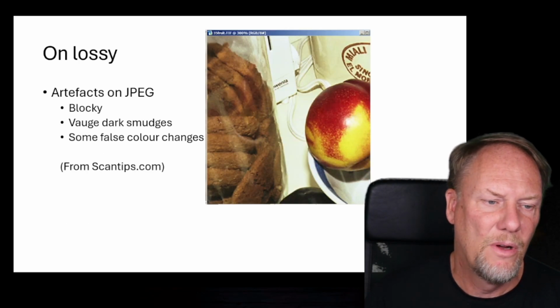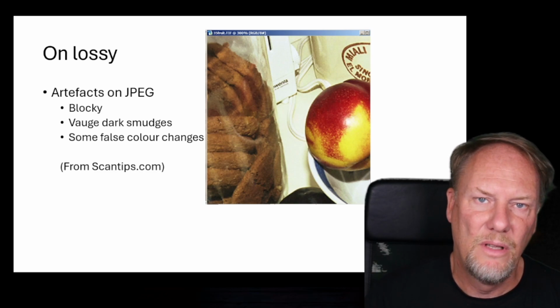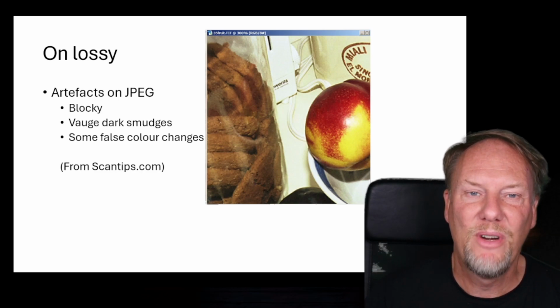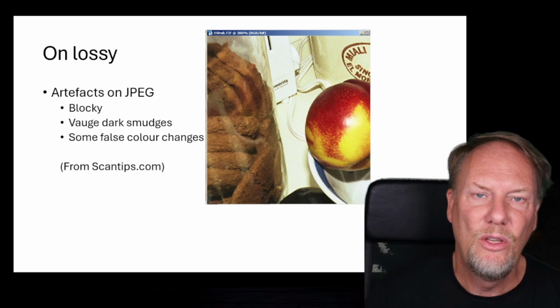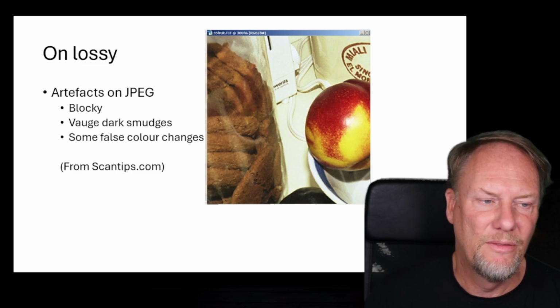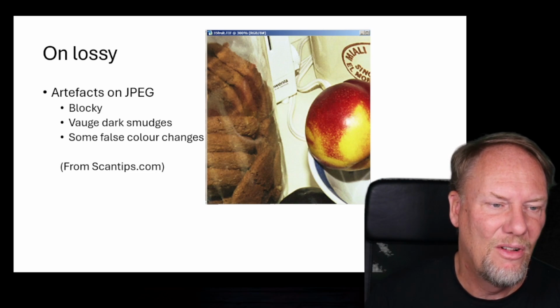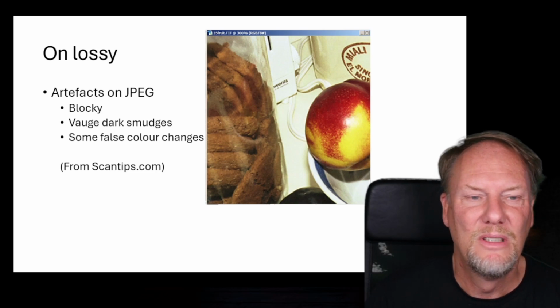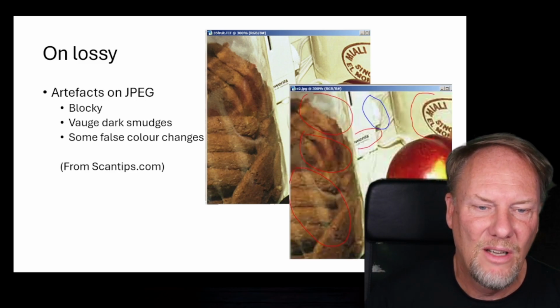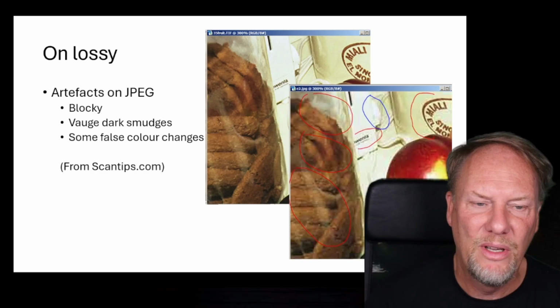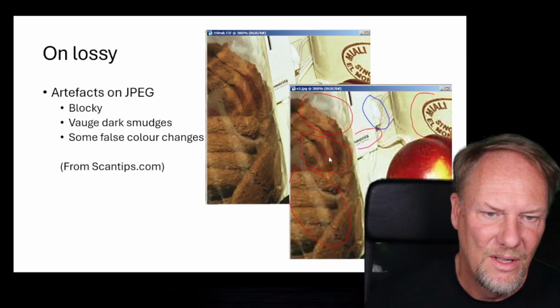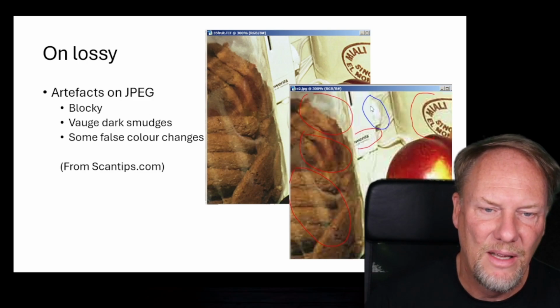I took this from scantips.com. If you're using the higher compression grades on JPEG, you would see that you have a number of artifacts: blocky, vague dark smudges, and some false color changes. I'm not really sure I understand all of those words, but if you look at the example here, they are sort of pointing out a number of the places where you can see changes taking place.